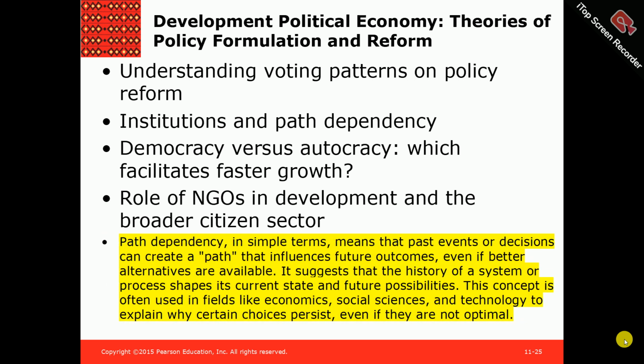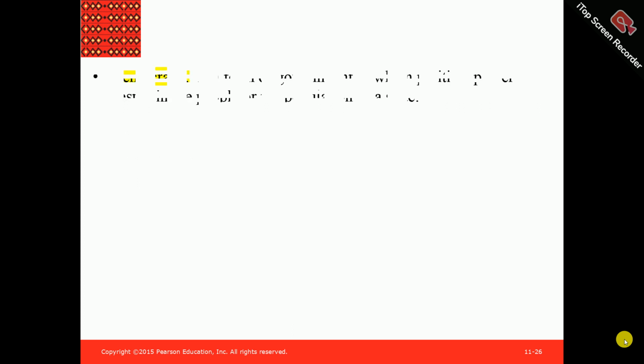Path dependency basically means that past events or decisions can create a path that influences future outcomes even if better alternatives are available. It suggests that the history of a system or process shapes its current state and future possibilities. This concept is often used in fields like economics, social sciences, and technology to explain why certain choices persist even if they are not optimal.